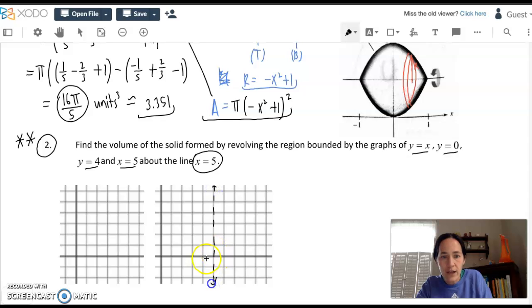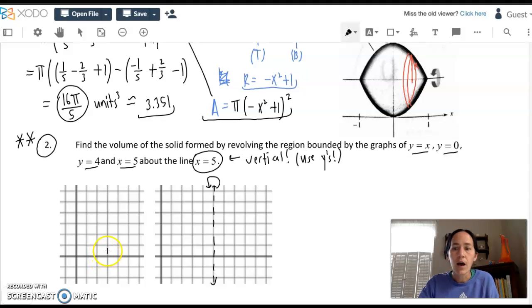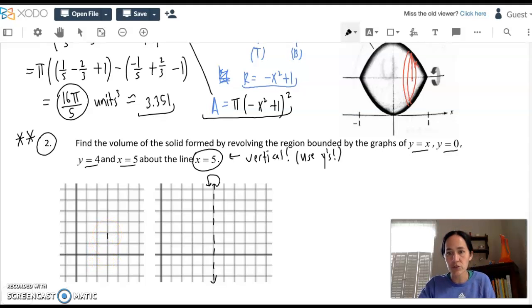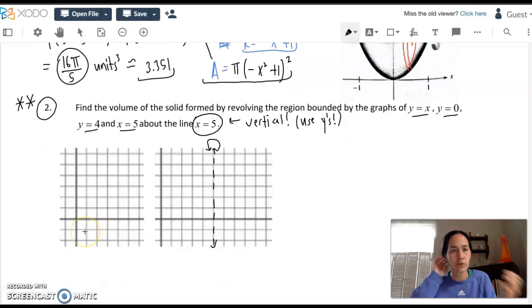So just something to watch out for when your axis of revolution is going to be vertical. We're thinking in this one in terms of y's and not x's. I'll just say use y's. And we'll see where this comes into play in a second. Again, don't let drawing the picture stress you out. A lot of these problems, you're provided the picture, and this one we're just going to try to sketch it for ourselves, and I'll show you a little demo of it too.